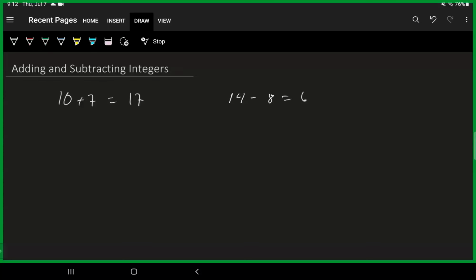Addition and subtraction are already very familiar to us as operations, especially when it comes to basic numbers. We know that 10 plus 7 is 17, and 14 minus 8 is 6. We also know that addition commutes, so I can change the order of my addition. So 7 plus 10 is also 17.